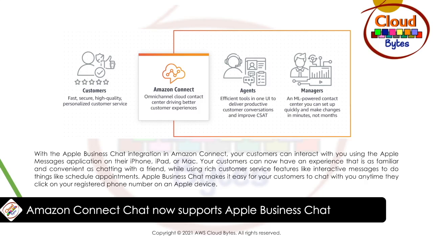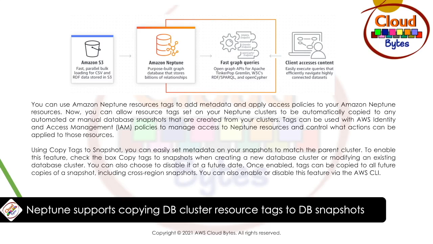With the Apple Business Chat integration in Amazon Connect, now your users can use any Apple device such as iPhone, iPad, Mac, and you can get your customers connected using the chat application running on those devices. It also gives rich interactive messaging services such as scheduling appointments, and it also gives ease of use because the business chat allows your customers to chat at any time using the registered phone number on an Apple device. Moving on to the next news headline.